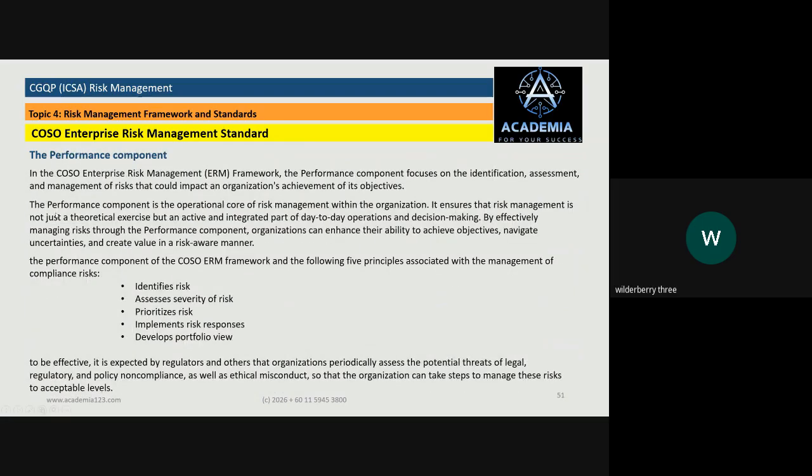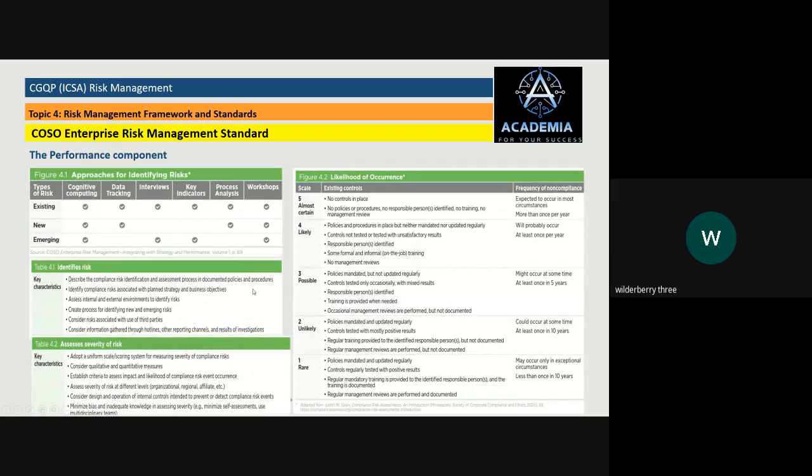Performance component. You see, identify the risk, the 5 principles associated with the management of the compliance risk. Identify, assess, prioritize, implement. That's always the same procedure, just slightly put into different words. You see here some examples. They give here also some templates how you can work. Maybe you look here into the template.